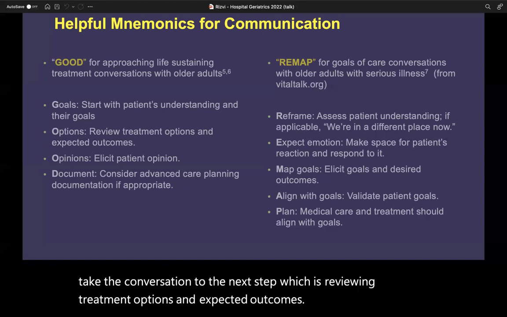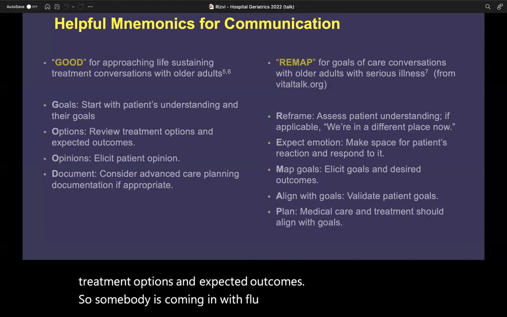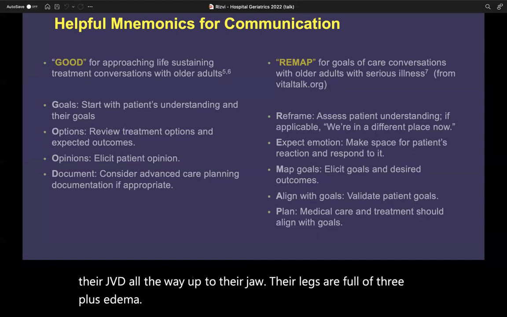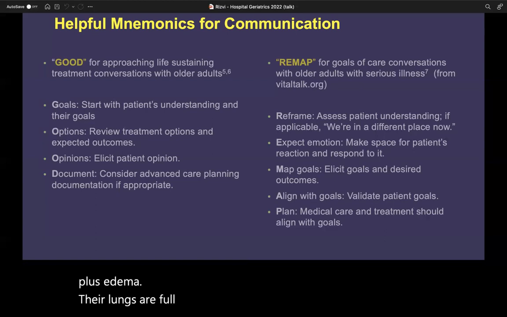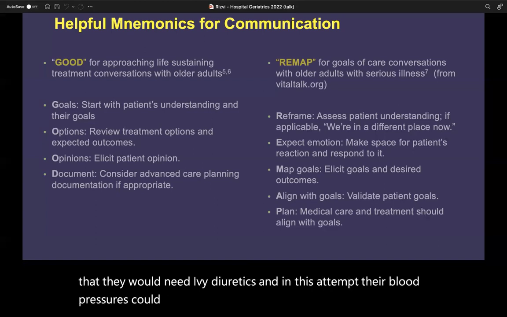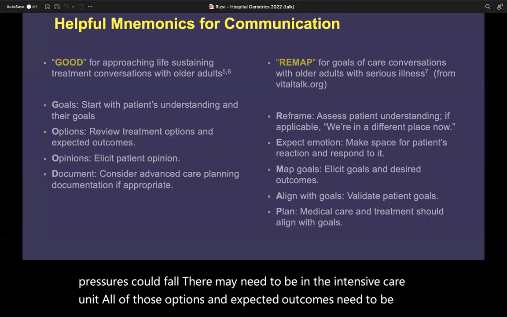So somebody's coming in with florid heart failure. They have their JVD all the way up to their jaw. Their legs are full of 3+ edema. Their lungs are full of crackles. And so when you lay out the plan that they would need IV diuretics, and in this attempt, their blood pressures could fall, they may need to be in the intensive care unit. All of those options and expected outcomes need to be discussed with the patient and the family very carefully.